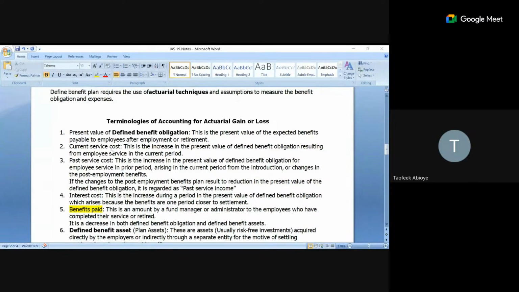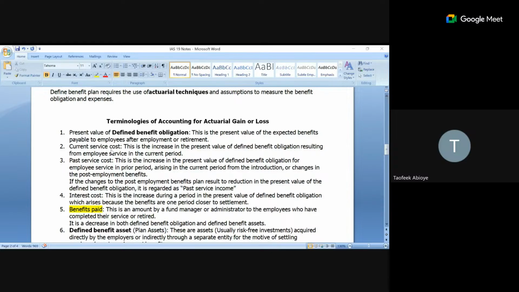So the first thing is present value of defined benefit obligation. What is defined benefit obligation? That is the liability that you will pay in the next 30 years. Example, 10 million naira you will pay in the next 30 years. That is defined benefit obligation. But because that benefit will be payable in the future, and inflation will definitely occur, that is why they will discount it to present value.